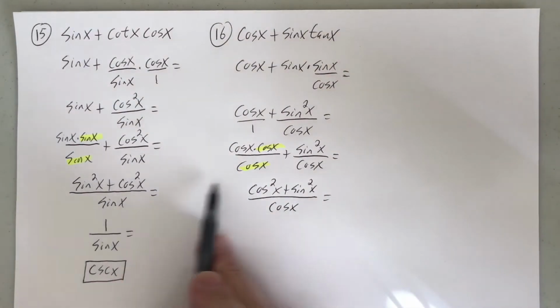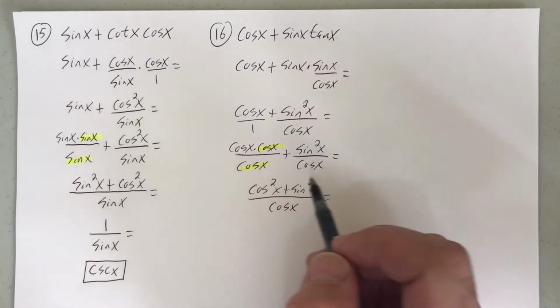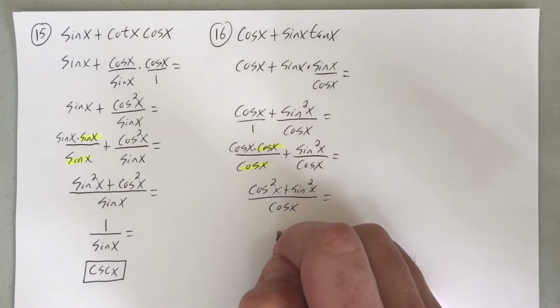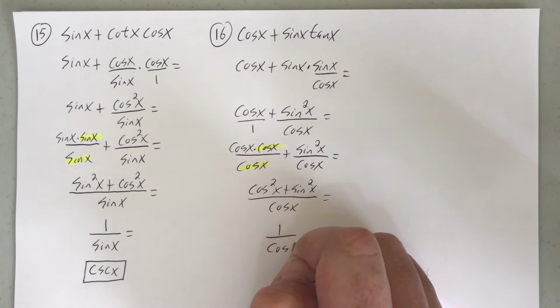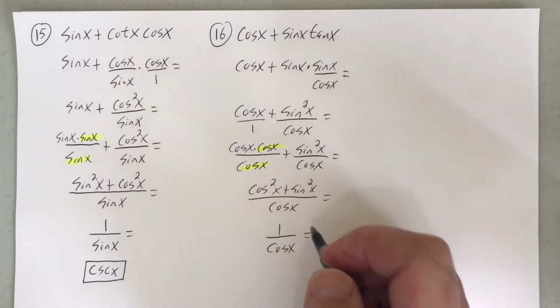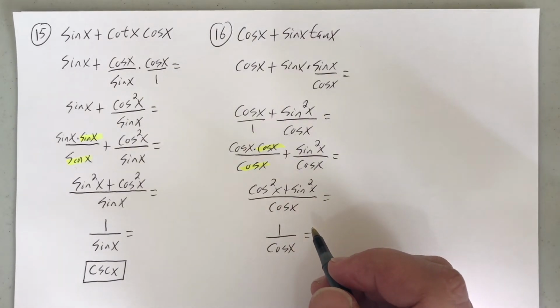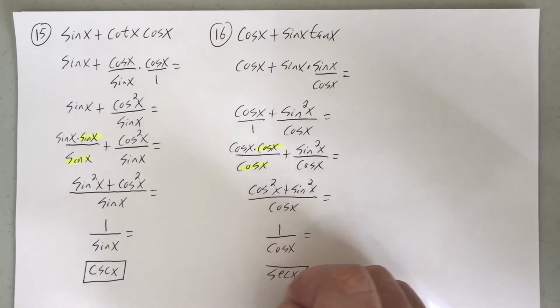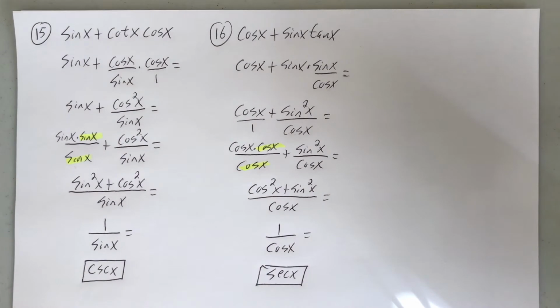And then you can see here, it's the same thing. Sine squared x plus cosine squared x is the same thing if you reverse it. So then this would be 1 over cosine x. And then of course the reciprocal of cosine is secant. So secant x would be our simplified answer.